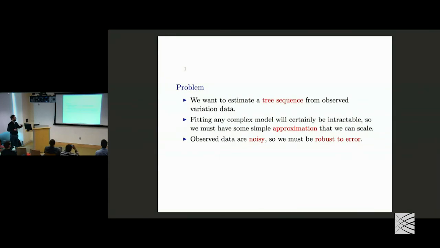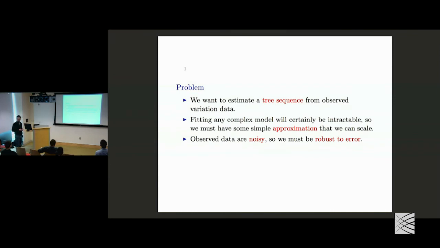So just to state the problem again, we want to estimate a tree sequence from observed variation data. Given a VCF, try to estimate the tree sequence that's underneath that. We know immediately that trying to fit any complex model to this is going to be intractable. So we need some sort of simple approximation that we can scale.